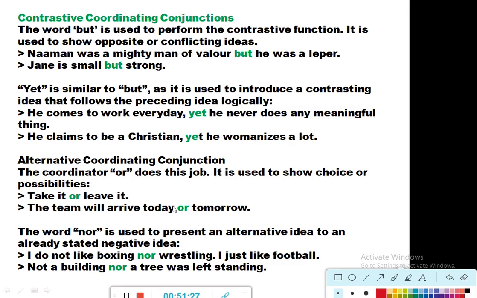Today or tomorrow. The word nor is used to present an alternative idea to an already stated negative idea. For example, I do not like boxing nor wrestling. I just like football. The second example: not a building nor a tree was left standing.